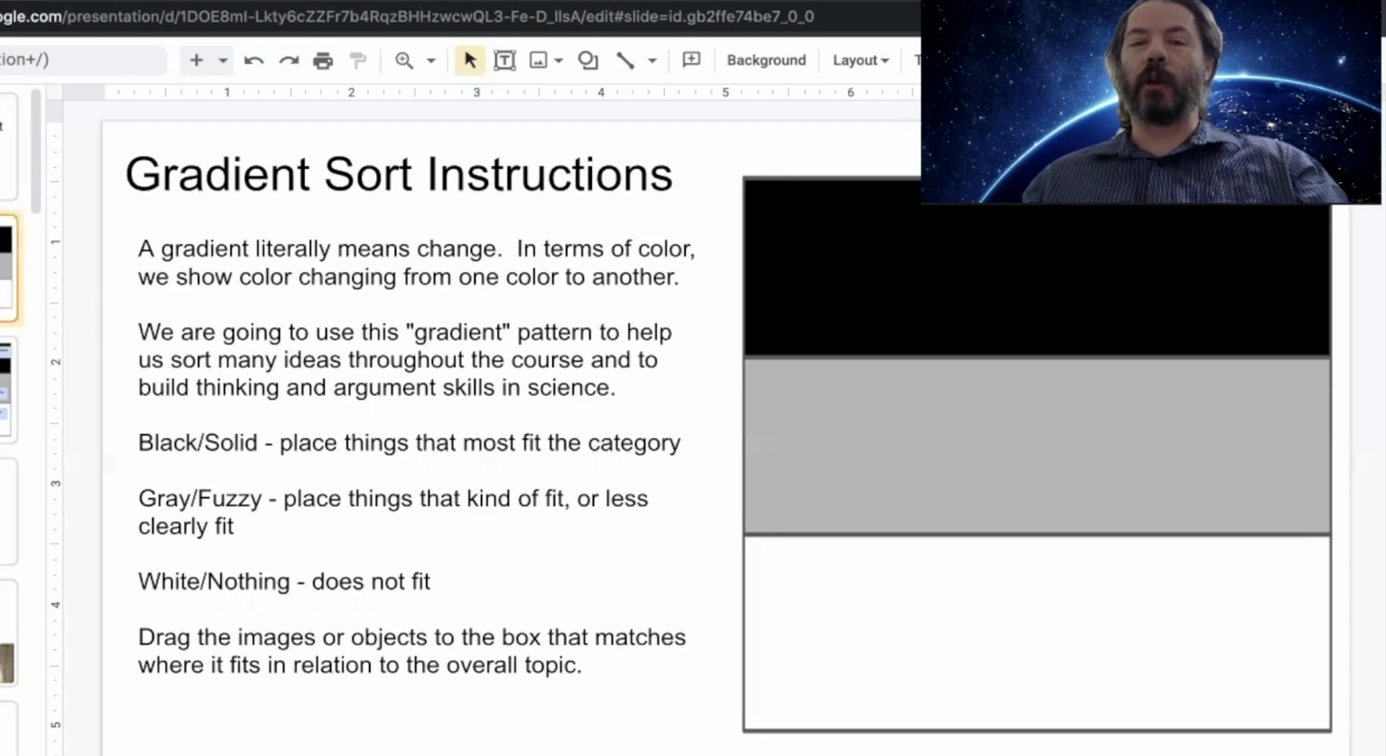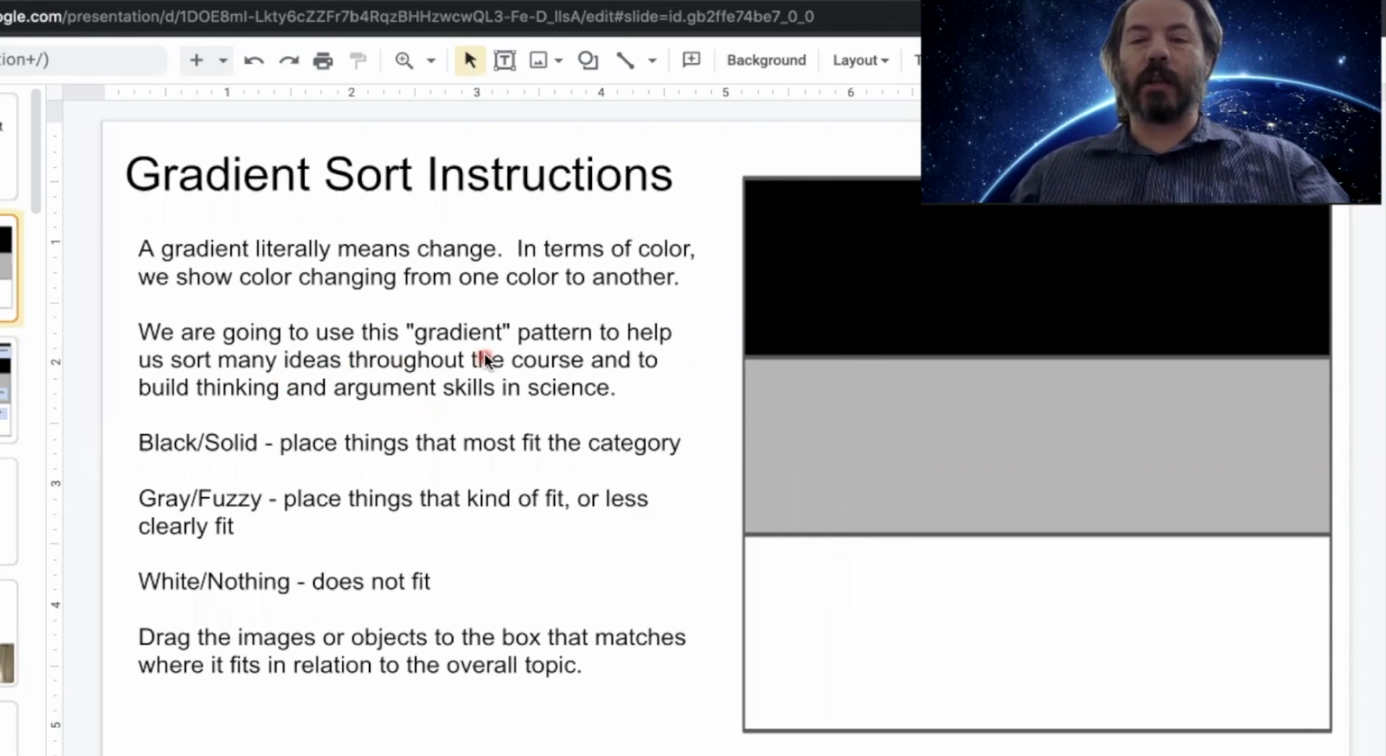So first off, a gradient sort. The word gradient literally means change. In more advanced math classes, you'll actually use the word gradient for the same thing as slope, because slope means rate of change. Well, a gradient in upper level math actually means the same thing. You might also see it in color. When we do a gradient in terms of color, you might see one color change to another color. In this case, we've got black, gray, and then white. So we're going to have this color change.